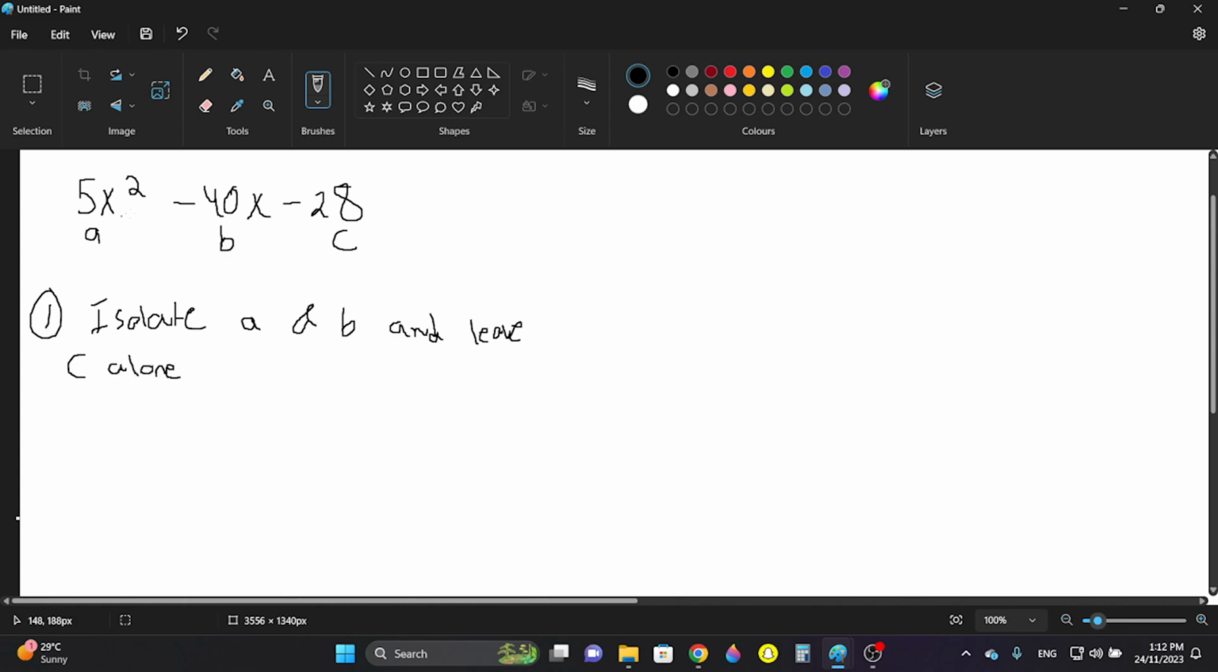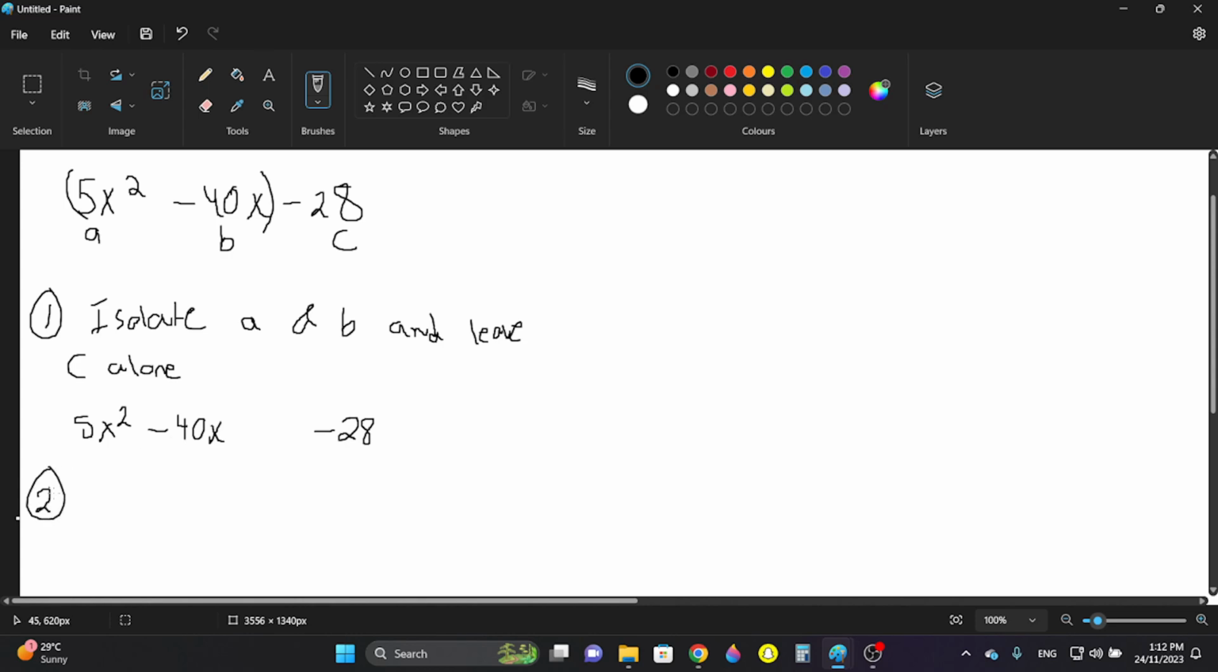So let's isolate A and B. We're going to keep these two together, and we're going to leave this minus 28, which is the C, outside. We're going to keep it alone. So you're going to do 5x squared minus 40x, and then you're going to have this minus 28 over here. Okay, that's the first thing.